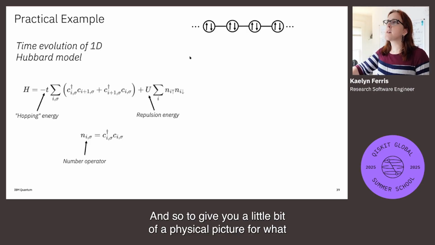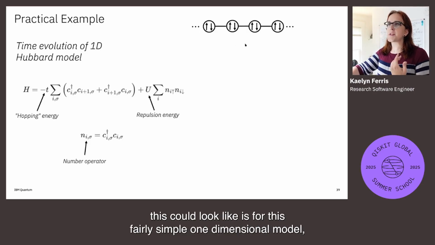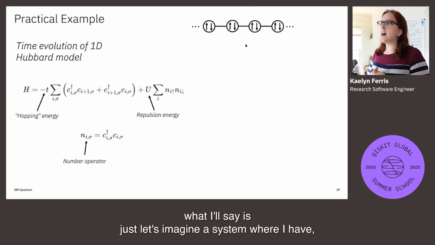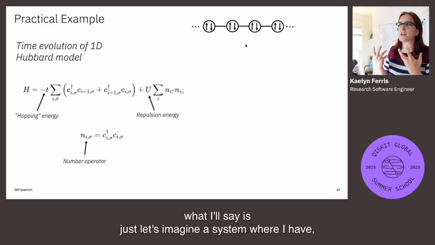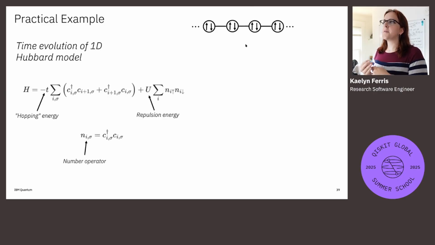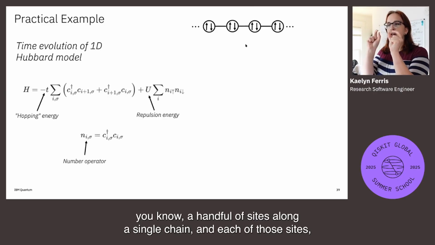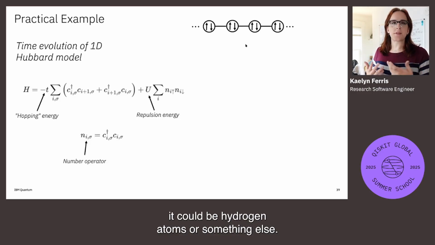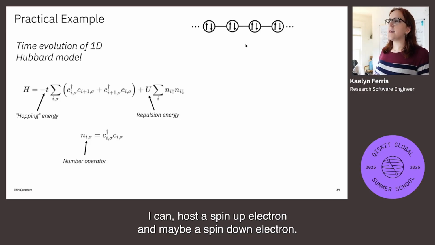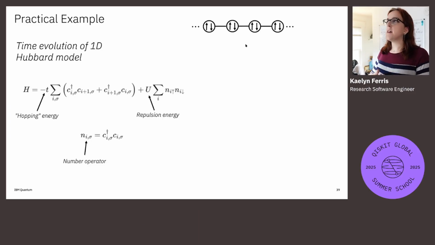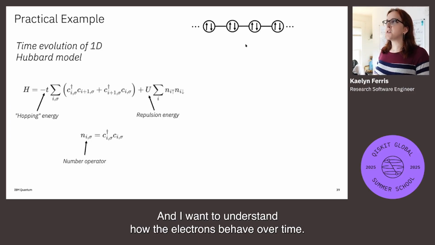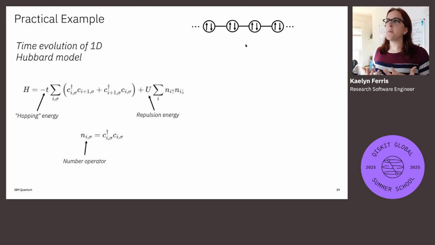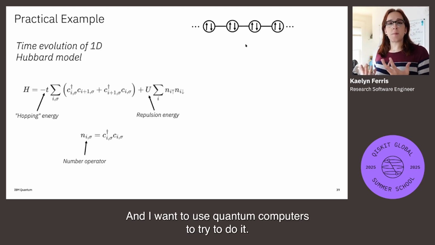And so to give you a little bit of a physical picture for what this could look like, for this fairly simple one-dimensional model, let's imagine a system where I have a handful of sites along a single chain. And at each of those sites, it could be hydrogen atoms or something else, I can host a spin up electron and maybe a spin down electron. And I want to understand how the electrons behave over time? And I want to use quantum computers to try to do it.